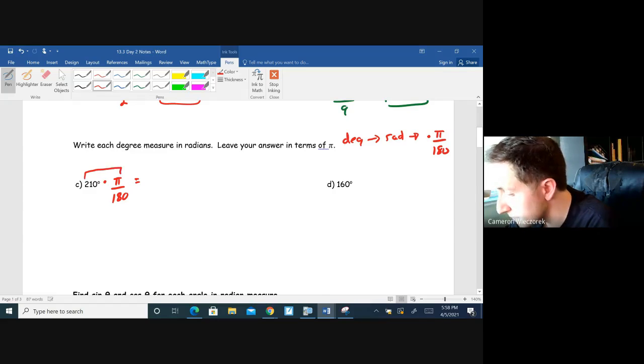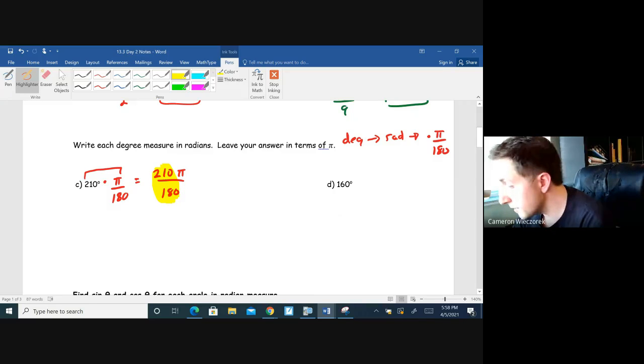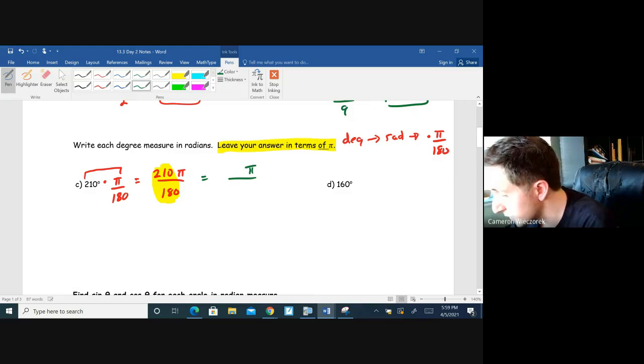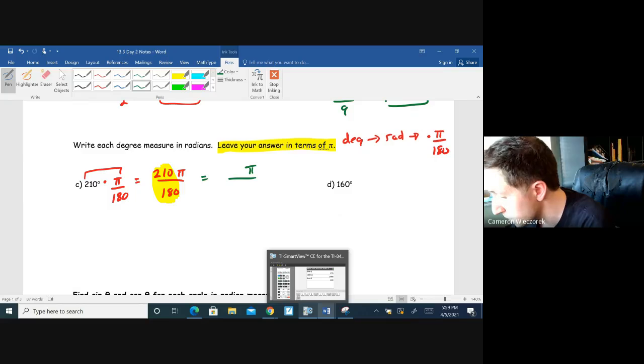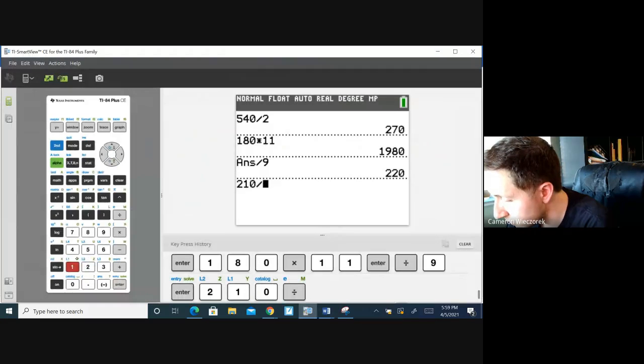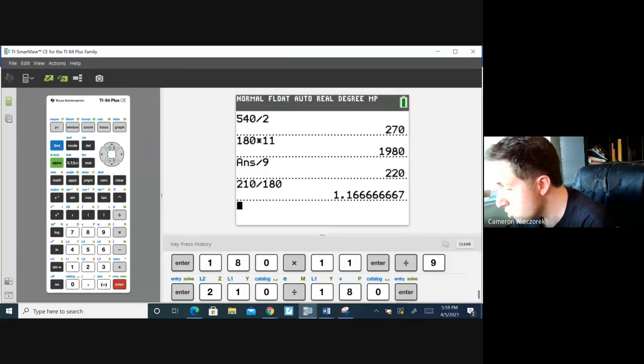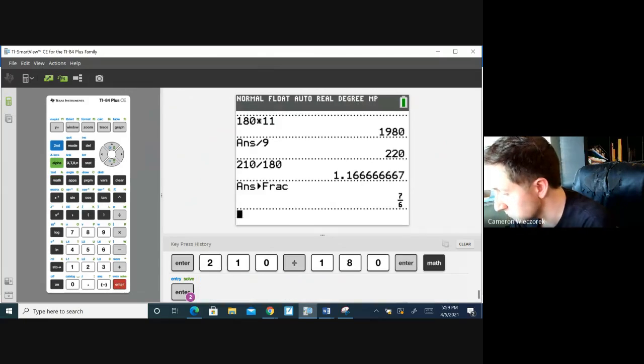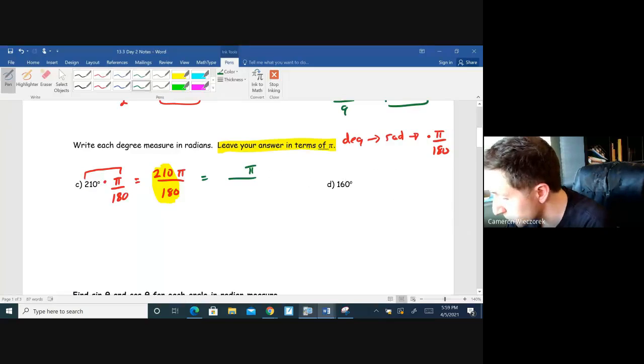So we saw this yesterday. The 210 and the pi are both in the numerator, so you can put those together. You have 180 on the bottom. You need to reduce this portion, 210 over 180, because we want to leave our answer in terms of pi. So you know that there's going to be a pi involved in your answer. Now you just got to figure out what fraction goes in front. Type in 210 divided by 180. You get a long decimal. No, don't worry. Hit math, hit enter twice. 7 over 6. So we would write that as 7 pi over 6 would be the radian measure.